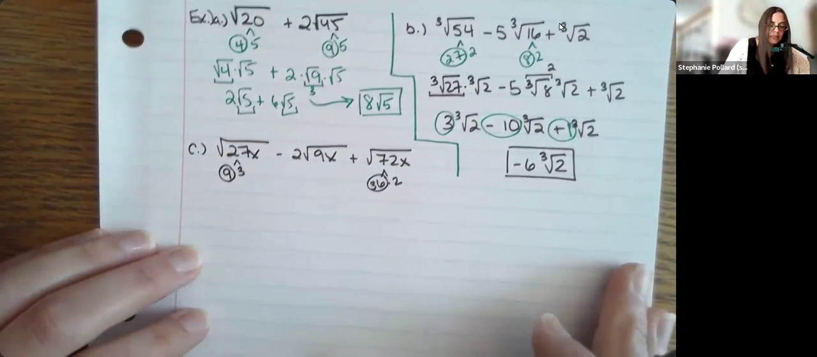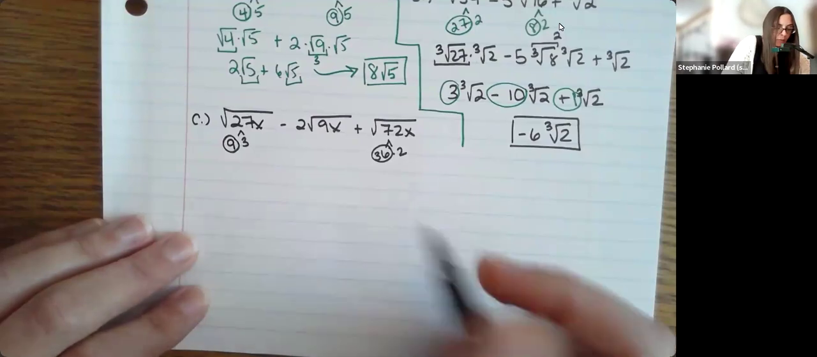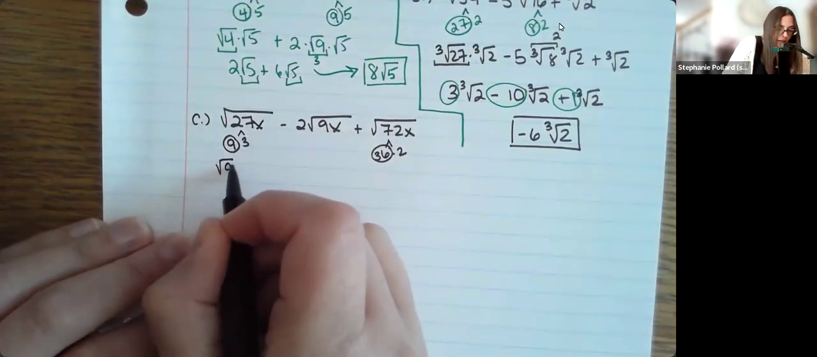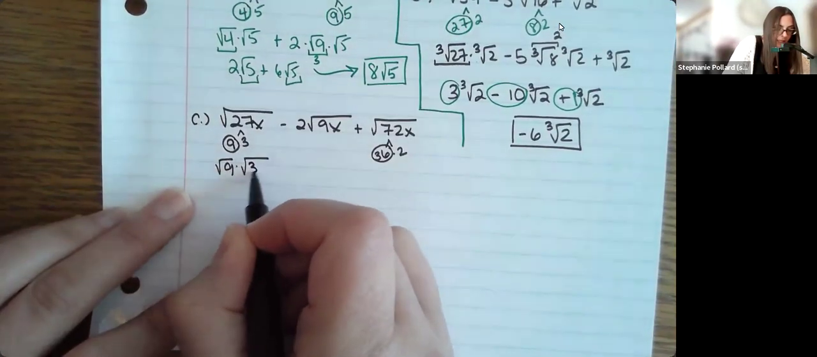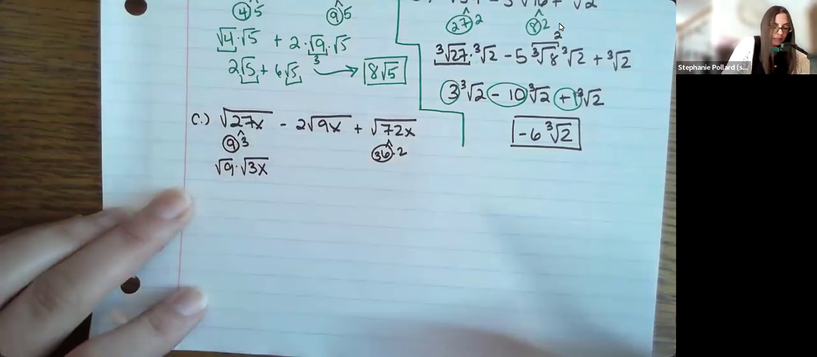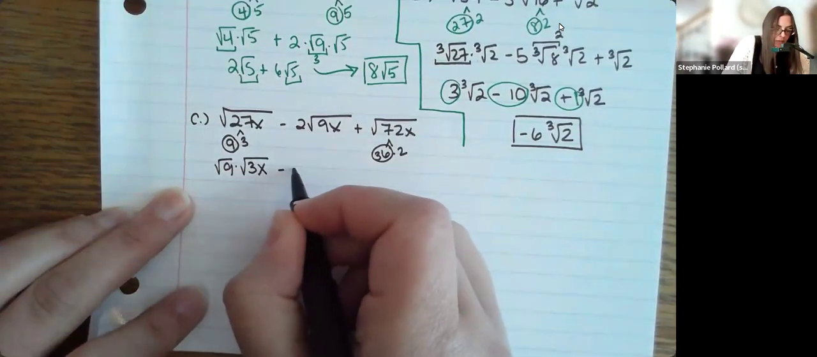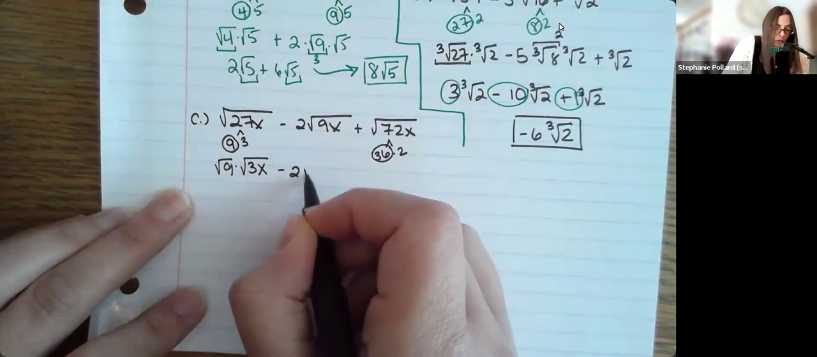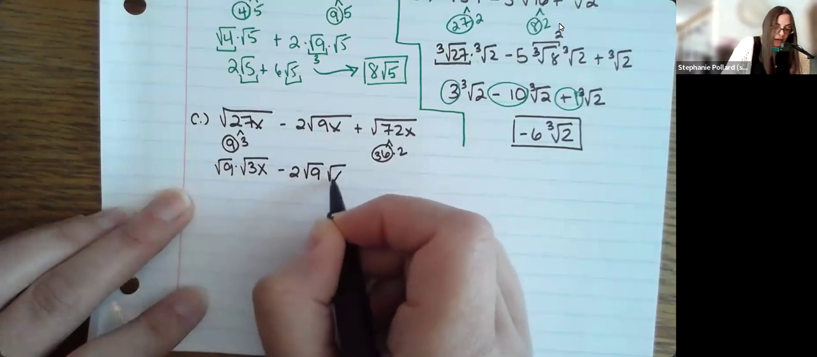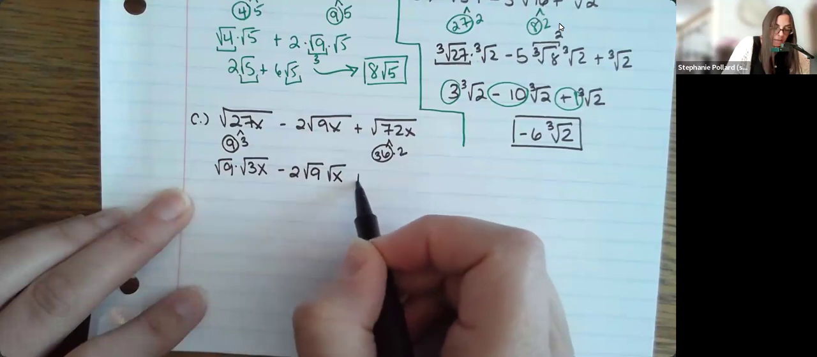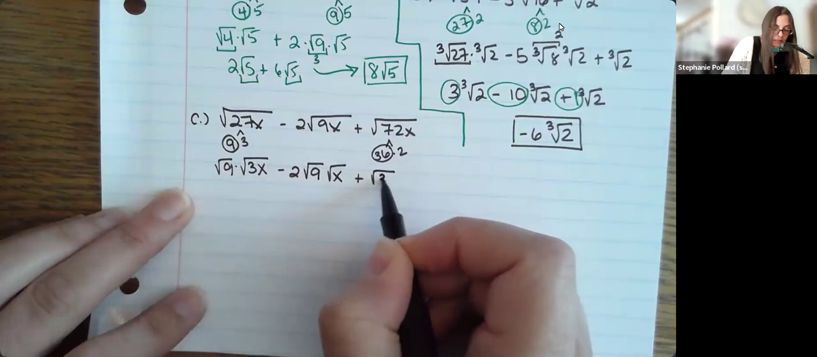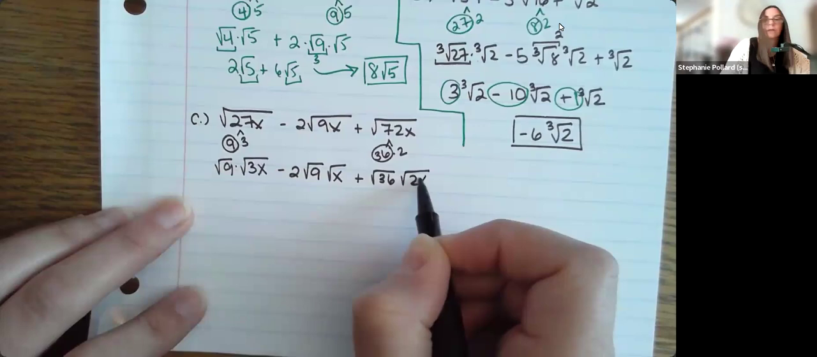And 36 is a perfect square. So now if we break these down, I have the square root of 9 times the square root of 3. I'm going to leave the x under there as well because I can't really clear out the x. Then I have minus 2 times the square root of 9. I can definitely factor that out with the square root of x. And then square root of 36, and then square root of 2x here.